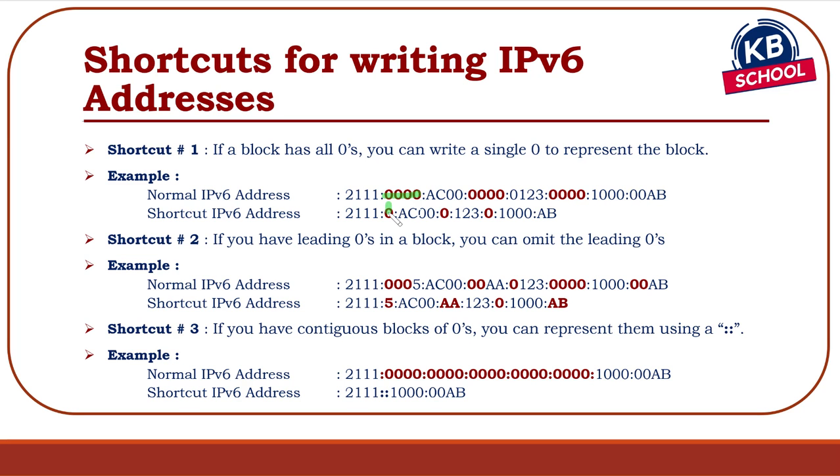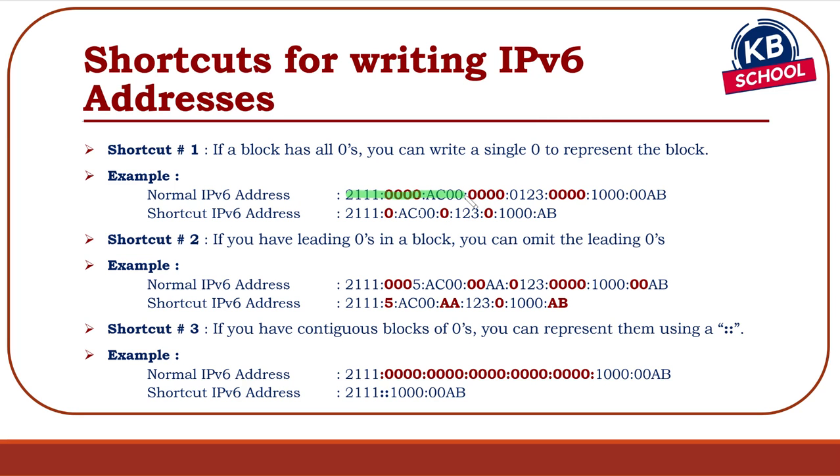The 4 blocks, and I put a single digit over here. AC00 stays as is. These 4 are represented by a single 1. 1, 2, 3, 1. You also notice that I eliminated the leading 0 over here, so it becomes 1, 2, 3. The all-0 block, 1000 as is. AB, I eliminated the leading zeros. That's a shortcut IPv6 address to represent this.